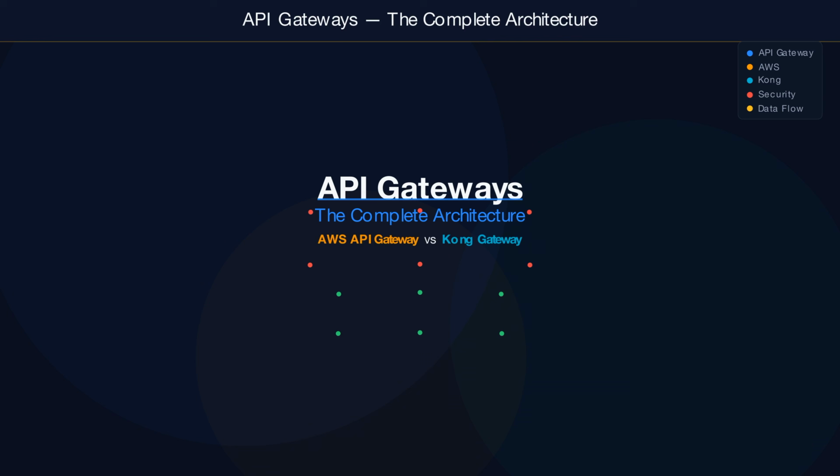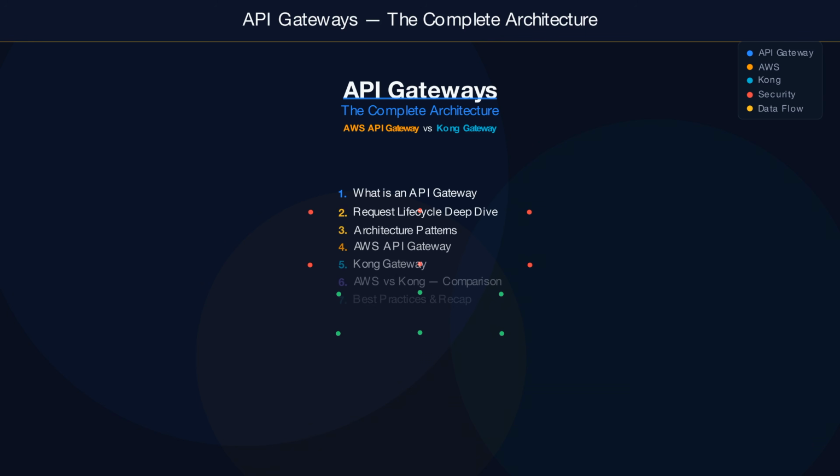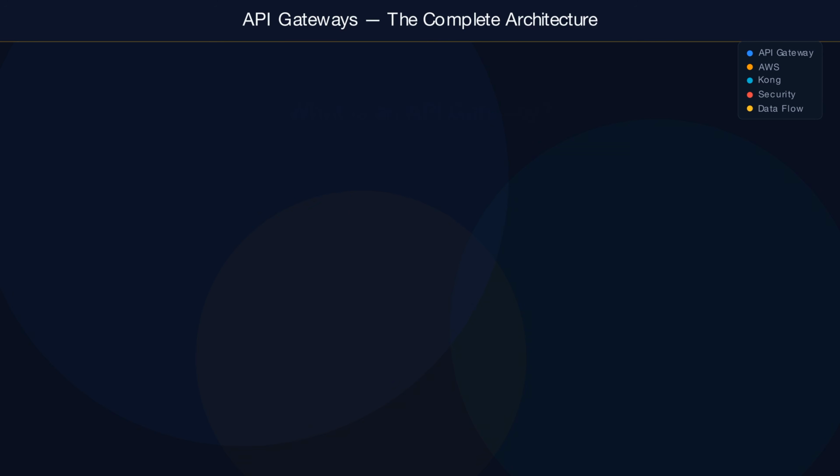API gateways, the complete architecture. AWS API Gateway versus Kong Gateway. Here's what we'll cover. What an API gateway actually is, how a request flows through every layer, 5 architecture patterns for real deployments, deep dives into AWS and Kong, a head-to-head comparison with real metrics, and best practices from production systems. What is an API gateway?